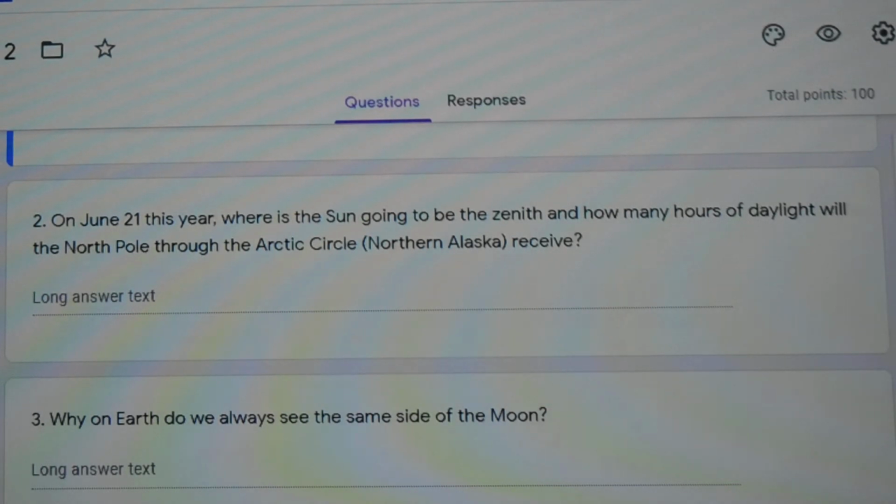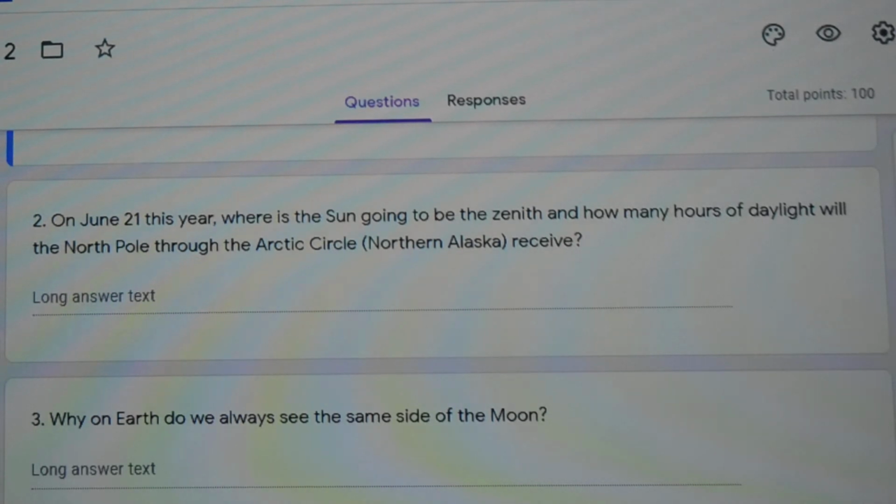So where is the sun the zenith? June 21st. Any year, June 21st, where is the sun the zenith? And how much daylight does the North Pole through the Arctic Circle get? So North Pole is 90 degrees north, Arctic Circle is 66.5 degrees north latitude. So how much daylight do we have for those locations on June 21st? So remember, two-part question.